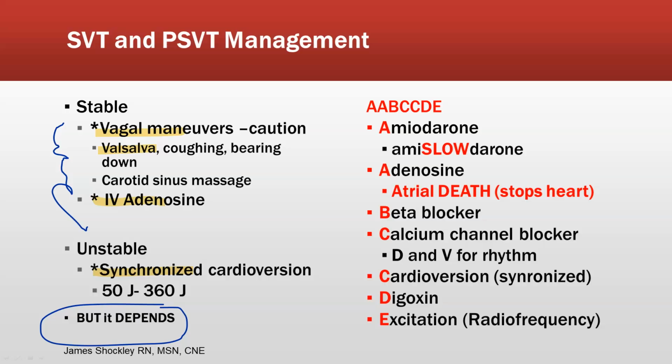So again, we're going to list out our A, B, C, Ds, and Es. So our amiodarone, again, notice it's that other A drug. Adenosine, beta blockers, calcium channel blockers. Usually for rhythms, it's going to be diltiazem and verapamil. And again, I don't test over verapamil. Cardioversion, we talked about the synchronized cardioversion. You can use digoxin. Digoxin will have an effect on the electricity of your heart. Or we can do the radiofrequency catheter ablation. They're using that as their excitation piece, where we're going and burning out that area that's causing the dysrhythmia.